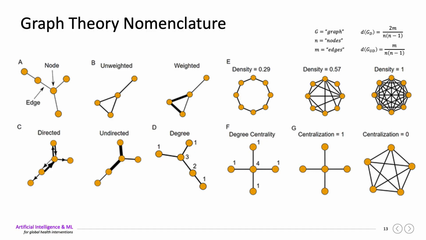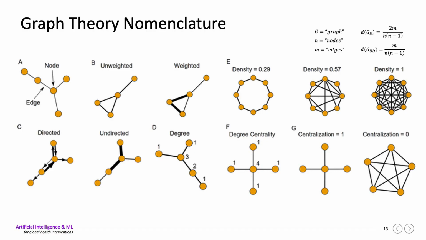Panel D shows node degree, the number of edges touching each node, labeled here as 1, 3, 2, and 1. Panel E shows graph density at 3 levels, 0.29, 0.57, and 1, where density measures how many of the possible edges actually exist. The formulas in the corner give density. For a directed graph, d equals 2m divided by n times n minus 1. For an undirected graph, d equals m divided by n times n minus 1.